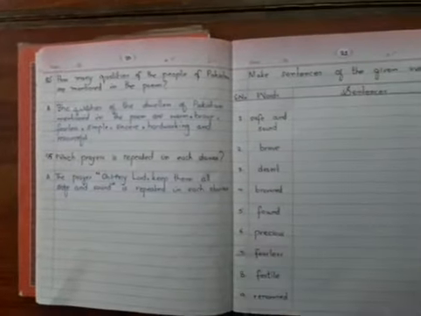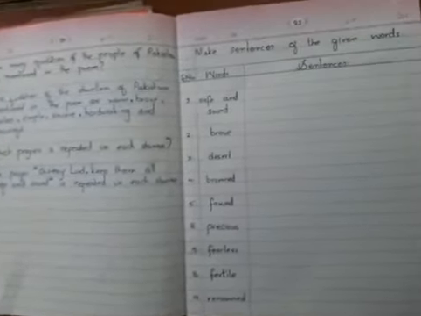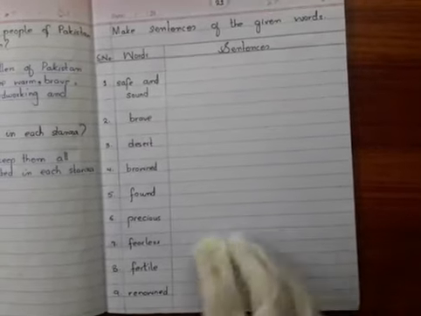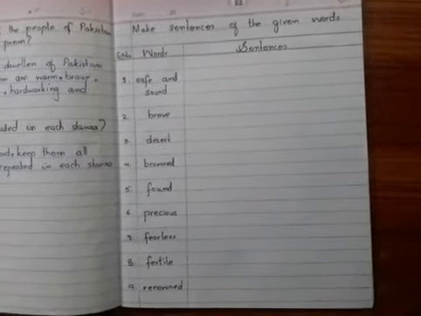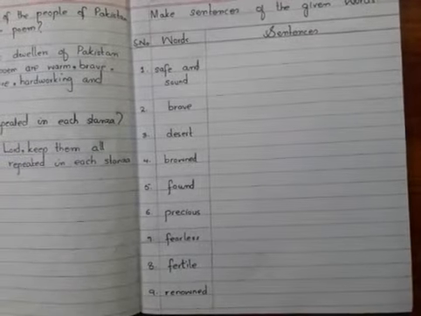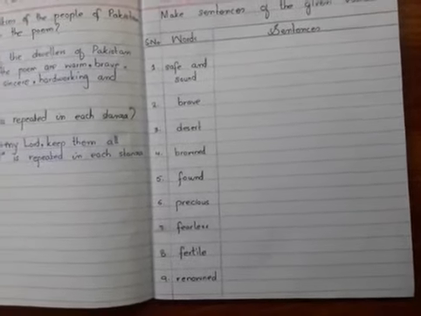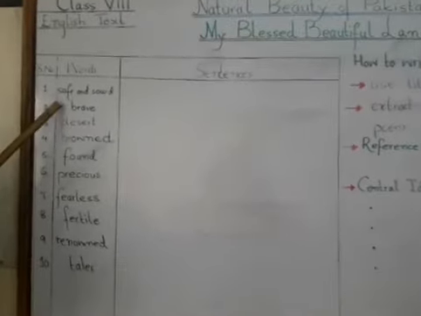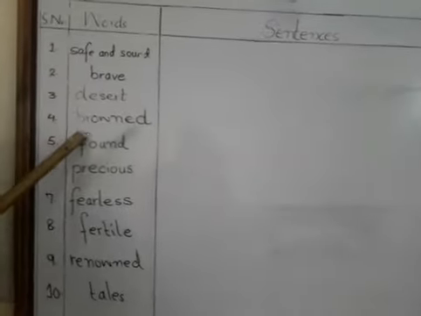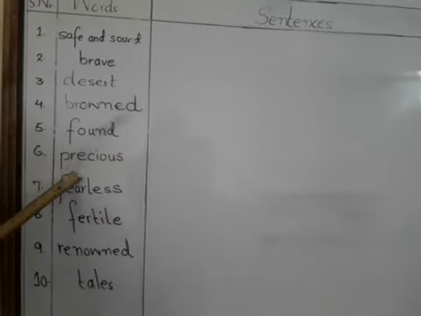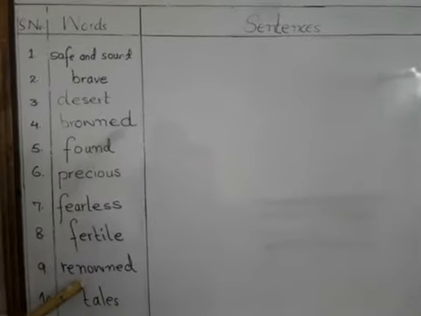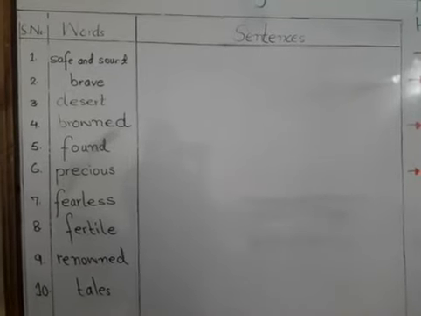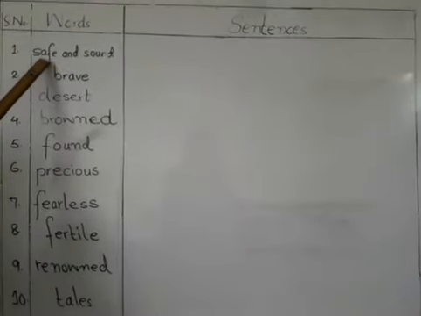Now today what we are going to do, we will make sentences of 10 words. I am showing you the words. I have written the words on the whiteboard as well. Okay, as you can see, there are 10 words: safe and sound, brave, desert, brown, found, precious, fearless, fertile, renowned, and tales.